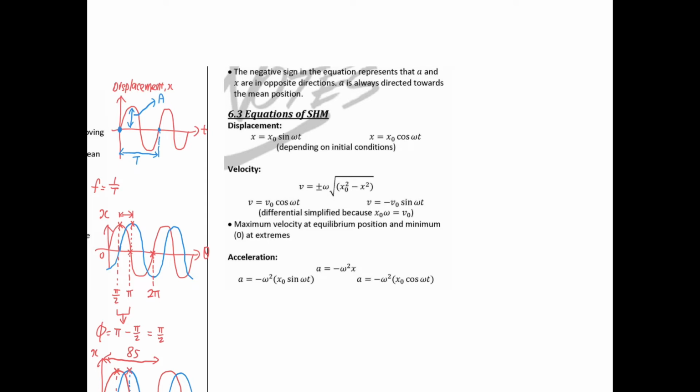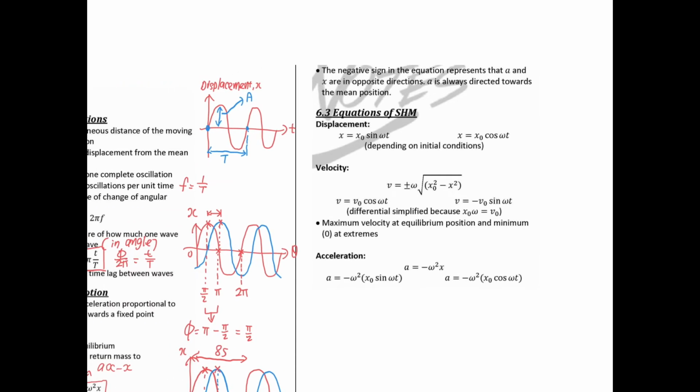Okay, so we start from displacement. x equal to x naught sine omega t. When you look at this equation, you will feel like, oh, this one is the same as the one that we learned before, right? Which is the sine graph. This graph, the sine graph. Okay, they follow the sine graph. So this is displacement versus t, same with this one, displacement versus t, and it's a sine graph.